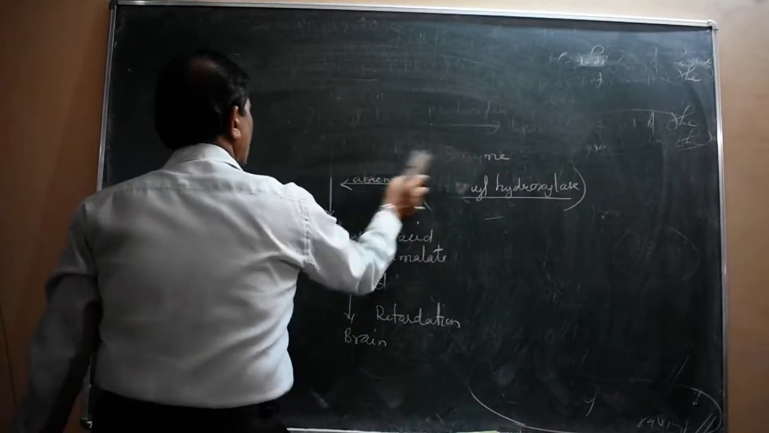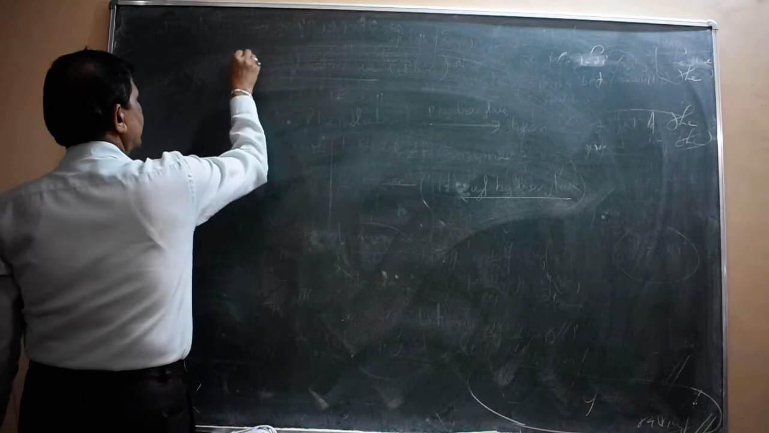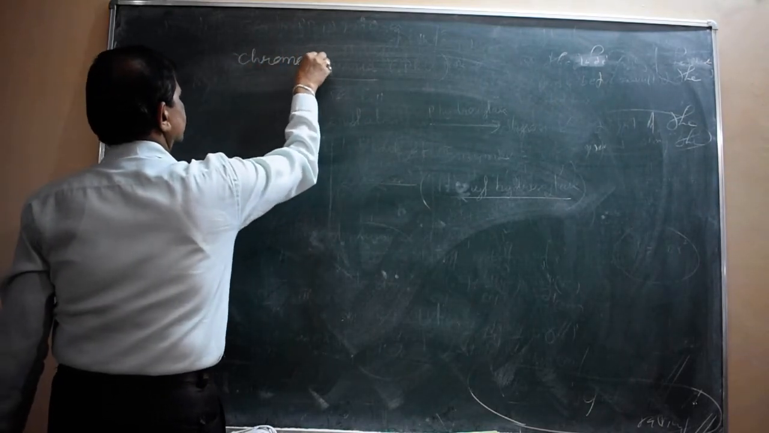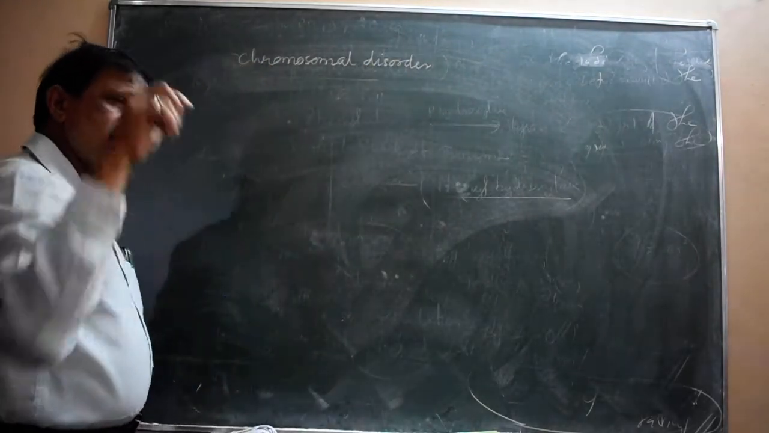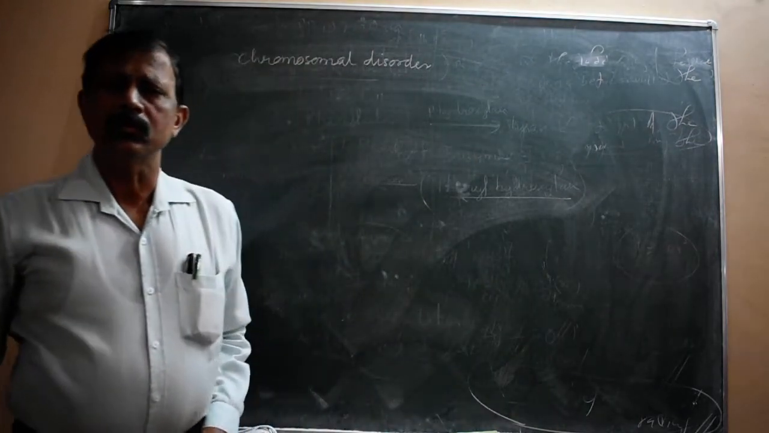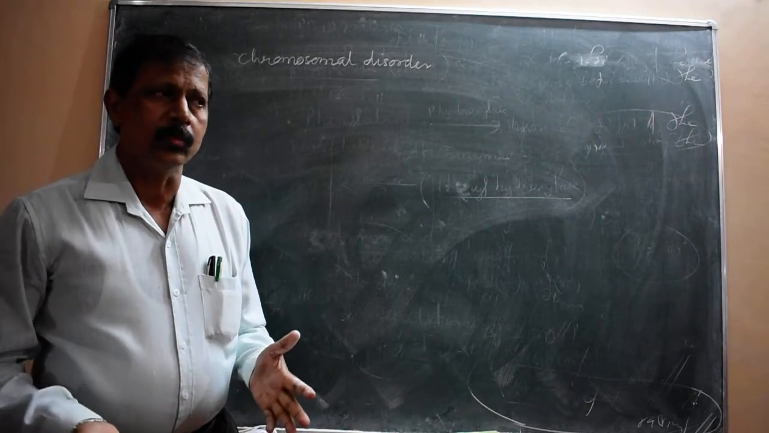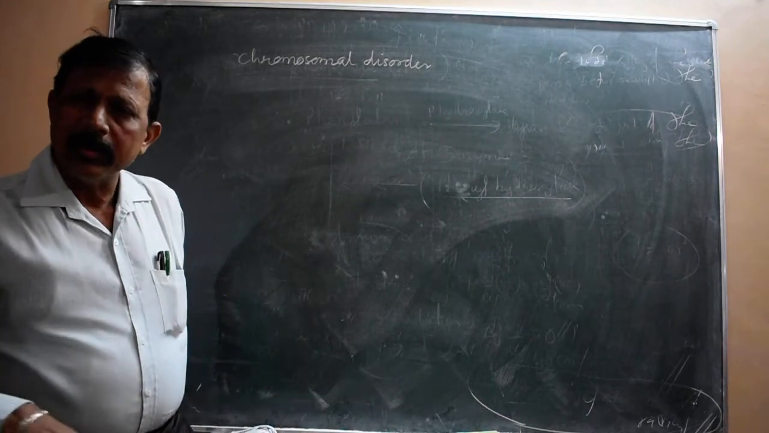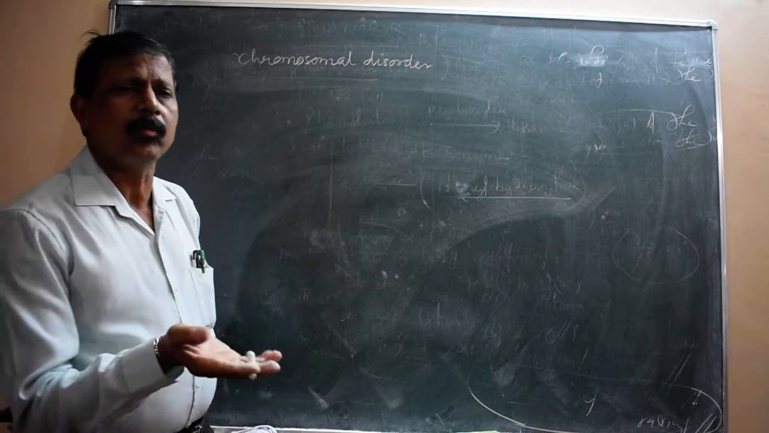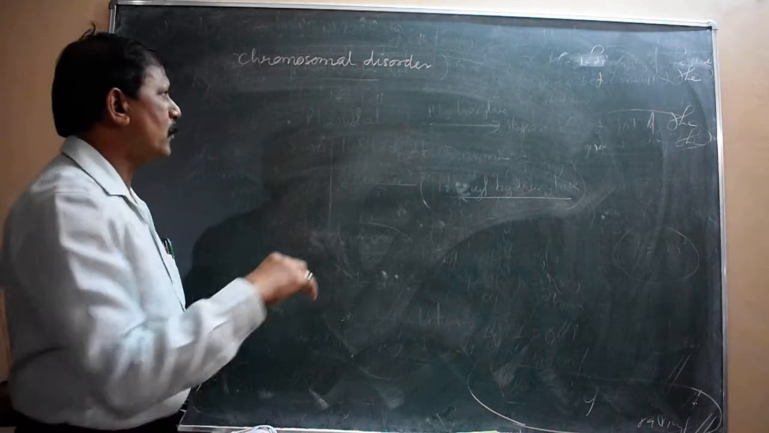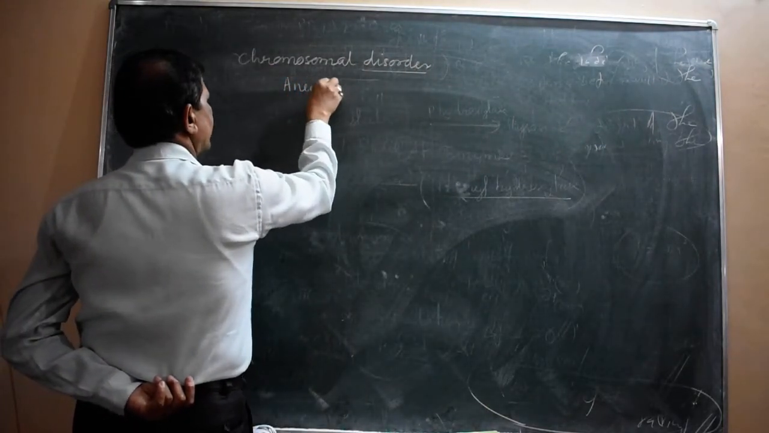Okay, now next we will move on to the last part of genetics, and that is chromosomal disorder. What is this chromosomal disorder? It may occur due to deletion or addition of a chromosome. One chromosome may be extra added, or one chromosome may be removed from the diploid set, and that is called a chromosomal disorder or anomaly, also called aneuploidy.